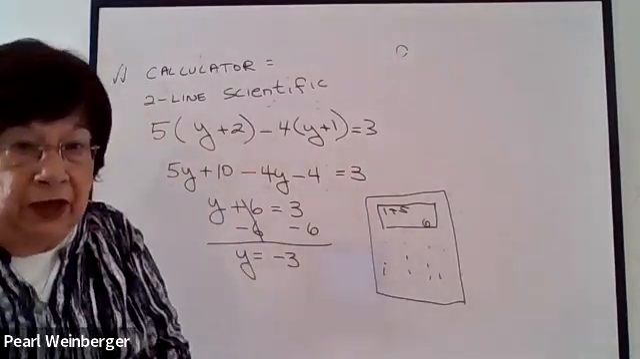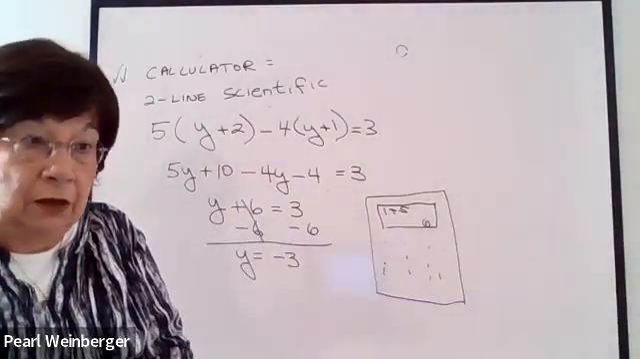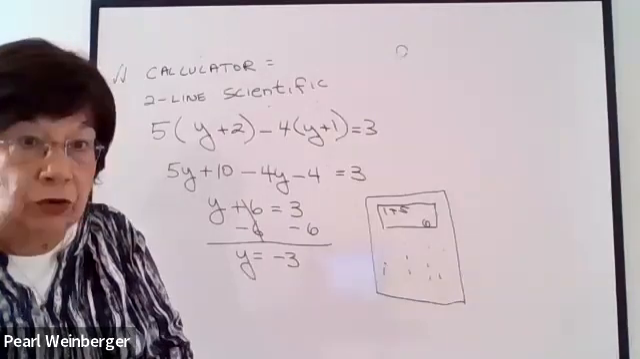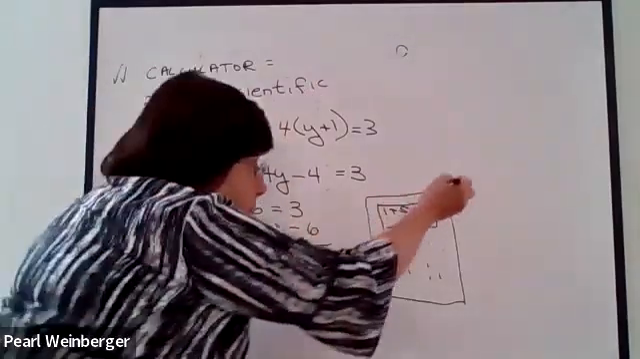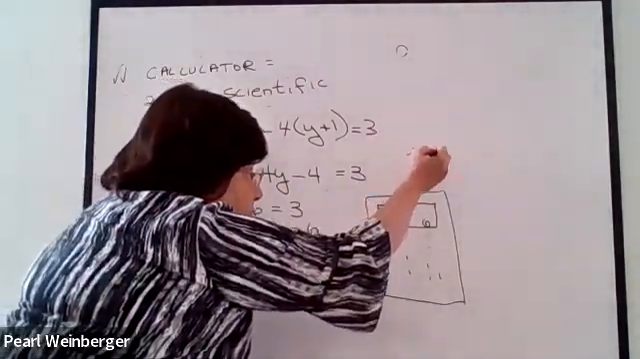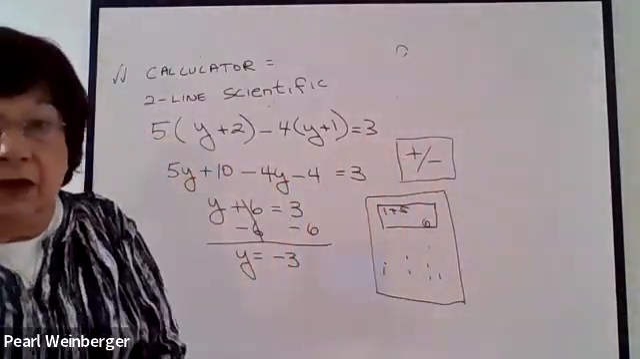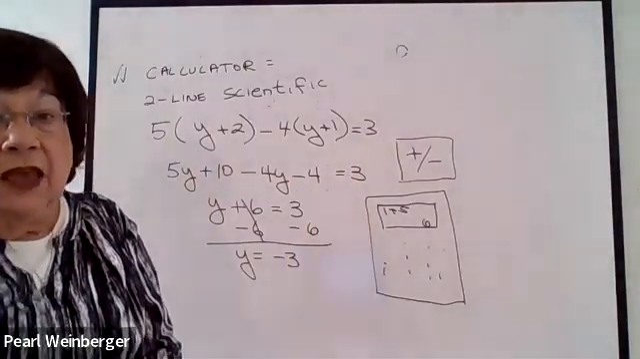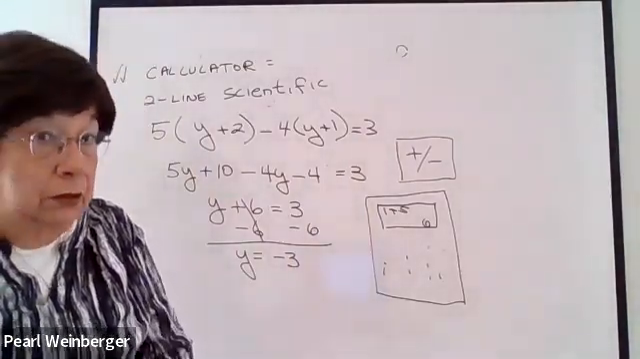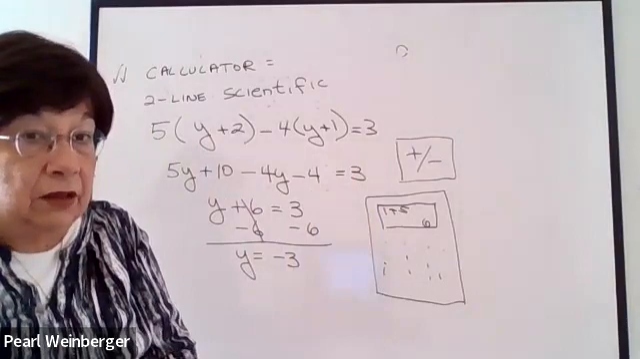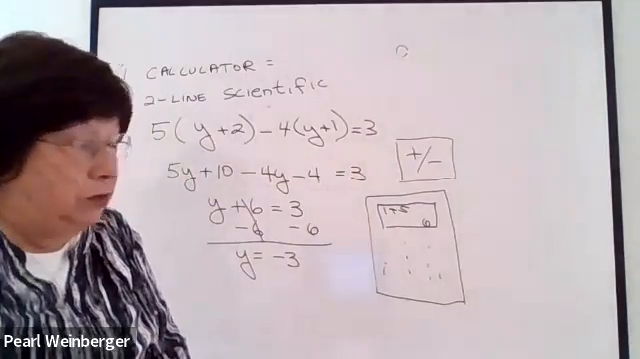That's one of the advantages of a two-line calculator. But there's another advantage. First of all, two-line scientific calculators always have a button that looks something like this. Depending on the company, it may look a little bit different. That is the button that allows you to put in a negative sign. In a regular one-line calculator, you might not have that, and you must have this. You must be able to put in negative numbers.